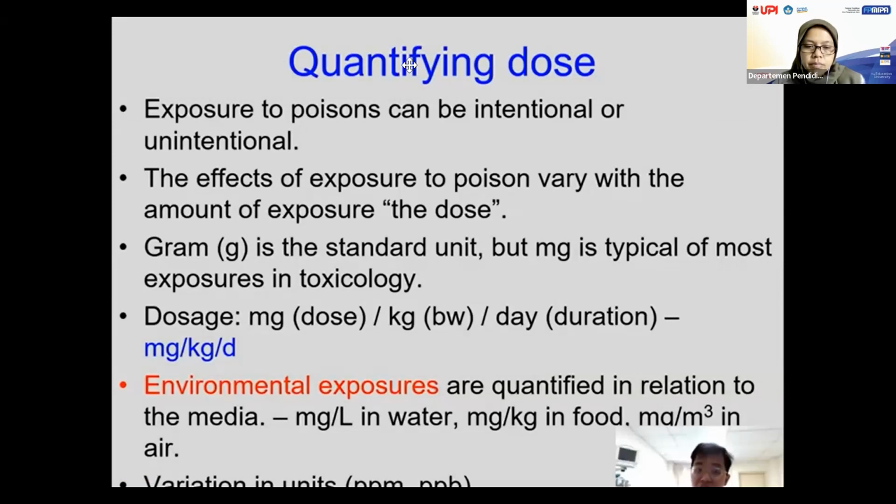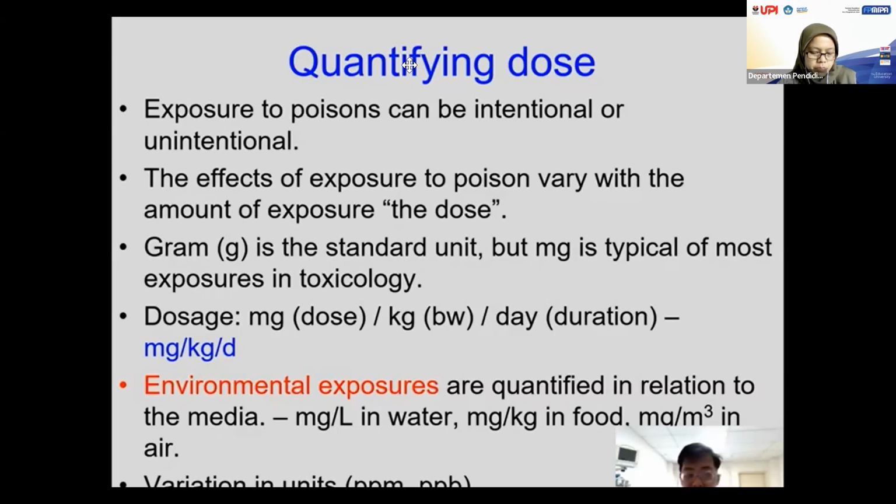It can be intentional or unintentional, and as I mentioned earlier, it is usually measured in milligram. It is typical of most exposure in toxicology. Although the gram is the standard unit and many people use gram, the milligram is the most common unit. And for dosage, sometimes we use something like milligram per kilogram per day. Milligram means the dose, how much a person has been exposed to, probably a lot or a low dose. So this dosage in milligram covers that part.